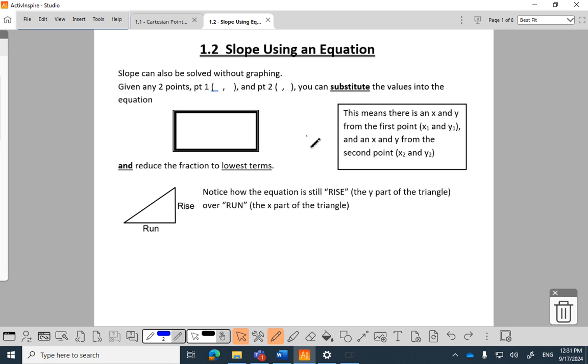Slope can also be solved without graphing. There are huge advantages to not graphing it. It's faster, and it can handle any numbers, even big numbers or decimals.